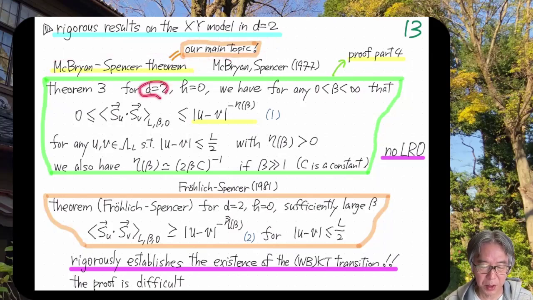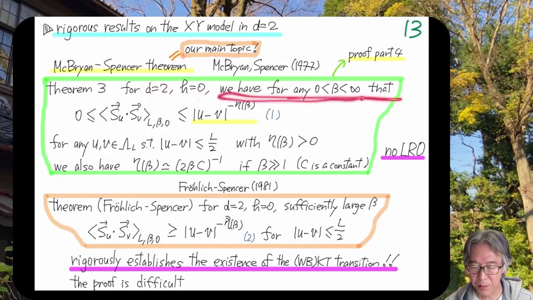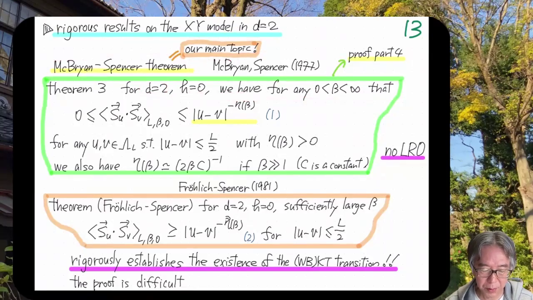Well, it says that in dimension 2, if your magnetic field is vanishing, then for any temperature, you have an upper bound for the correlation function that decays with a power law. And you can also control this power at very low temperature. So this shows that at any temperature this decays, and so this establishes that there's no long range order. And rather interestingly, this has a power law behavior.